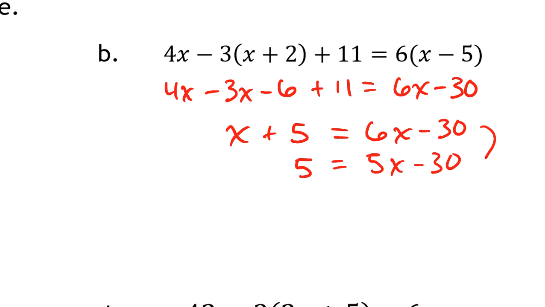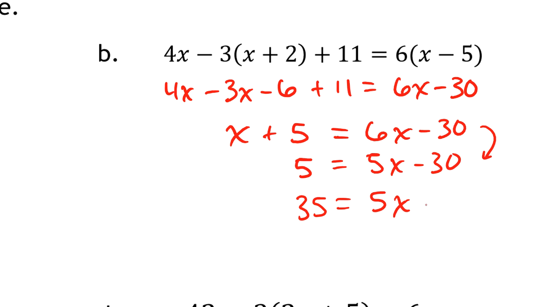Again, you can see as I move from here to the next step, I'm subtracting a single x from both the left and the right. Now I'm going to add 30 to each side, so I end up getting 35. That's 5 plus 30 equals 5x. That's what you get when you take 5x minus 30 and add 30.